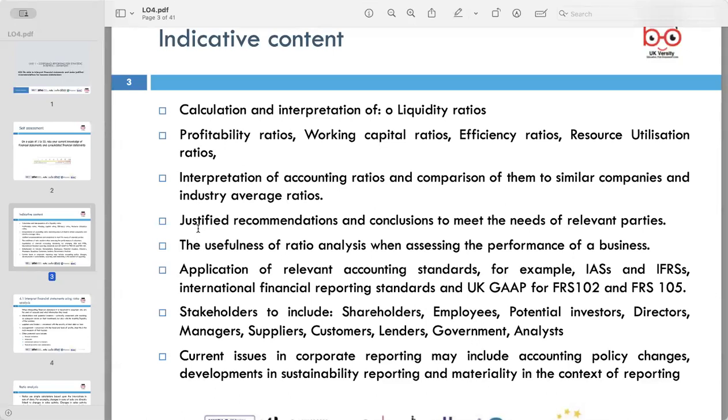Stakeholders include shareholders, employees, potential investors, directors, managers, suppliers, lenders, government, and analysts. Current issues in corporate reporting may include accounting policy changes, developments in sustainability reporting, and materiality in the context of reporting.